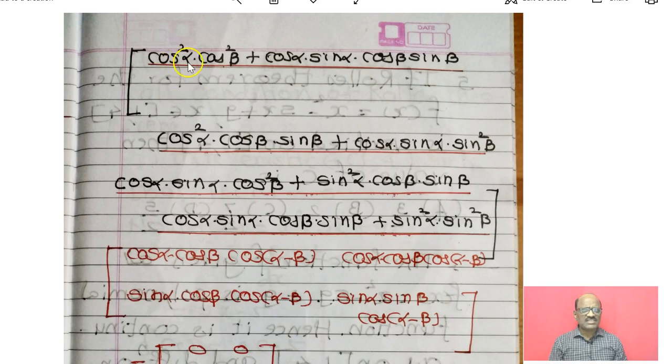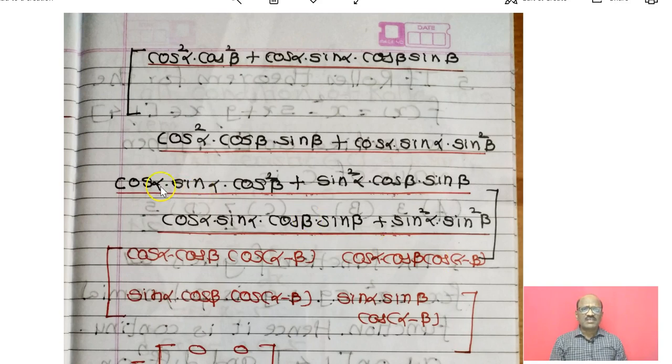Now, if you see these two elements, we have a common term. Which is the common term? Cos alpha and cos beta is common. Then in the bracket you will get cos of alpha cos of beta, and in the second bracket sin alpha and sin of beta, and that is nothing but the expansion of cos of alpha minus beta. In a similar way, from these two terms we get cos alpha and cos beta common, and the remaining term is again the expansion of cos of alpha minus beta.